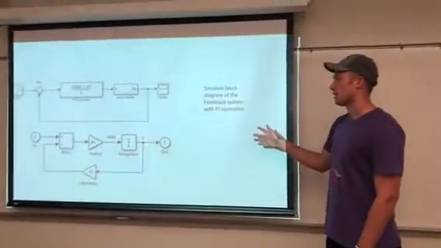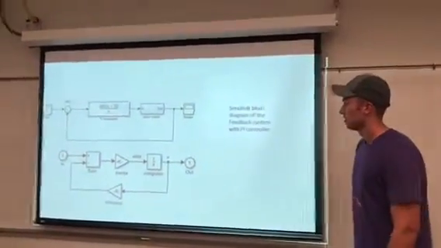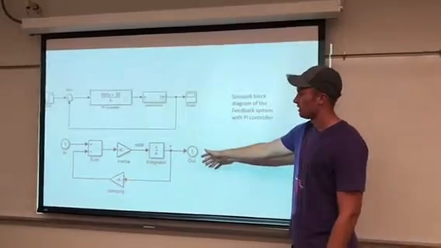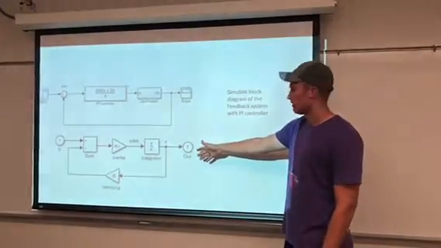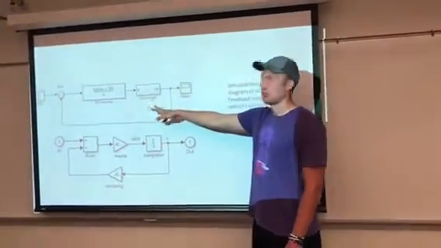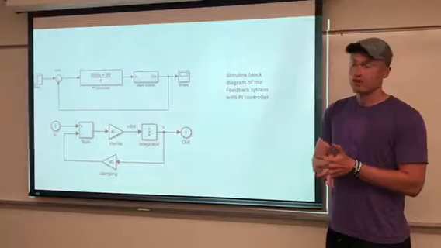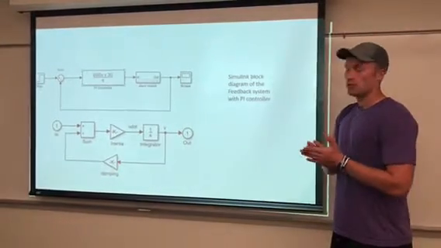This is a Simulink block diagram of the feedback system after we added a PI controller. So all of this is the same as the open loop feedback system. It's inside this plant model right here, and the PI controller is right before it. And we had to choose KP and KI values for the PI controller.